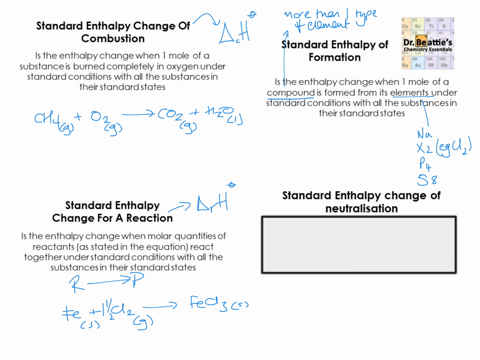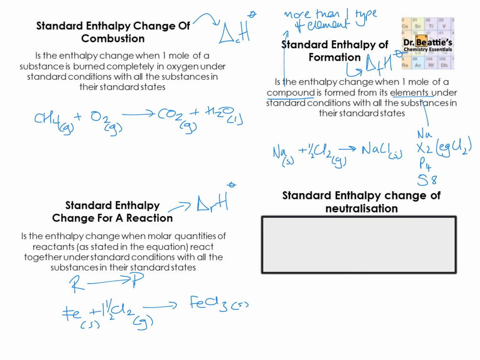And so an example could be sodium and chlorine as the elemental forms coming together to form the compound sodium chloride. And so their state symbols will be those at standard states under the 100 kilopascals and 298 Kelvin. And standard enthalpy change of formation is given the symbol delta FH.